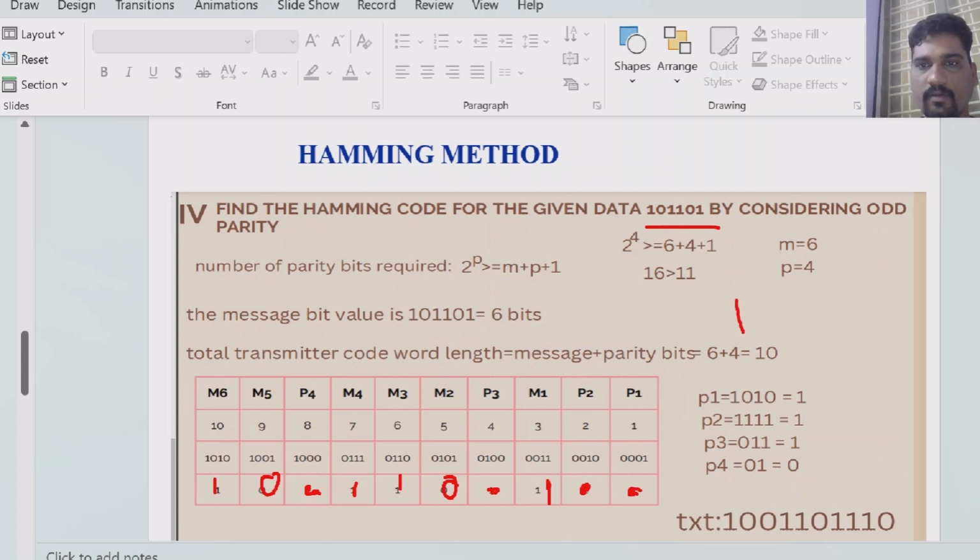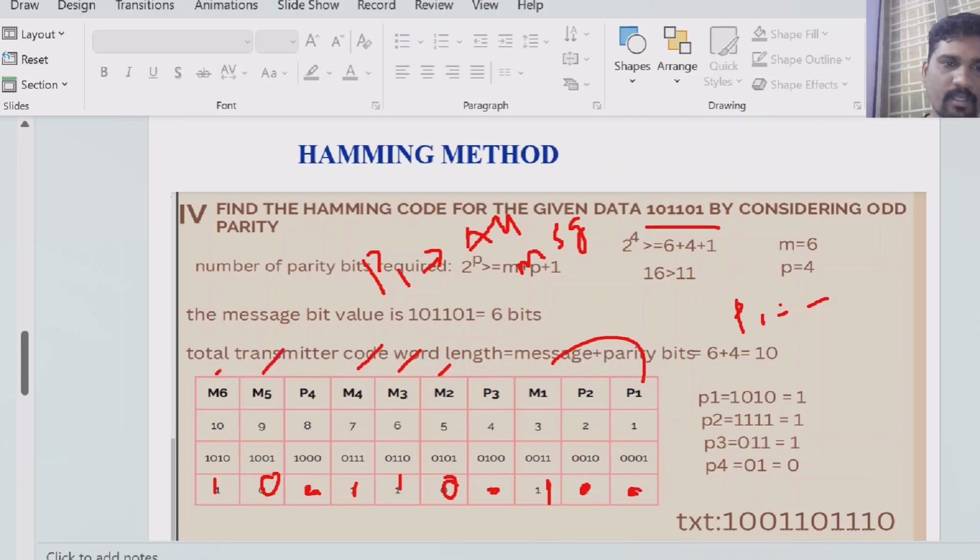If you want to find the first one, P1, initially we don't know what the P1 value is. As we discussed in yesterday's class, all parity bits should be compared with the message bits, but we should not compare with the parity bit values. It means P1 should be compared with M1, M2, M3, M4, M5, M6. To find this, see in which location of P1 the LSB bit value is equal to 1.